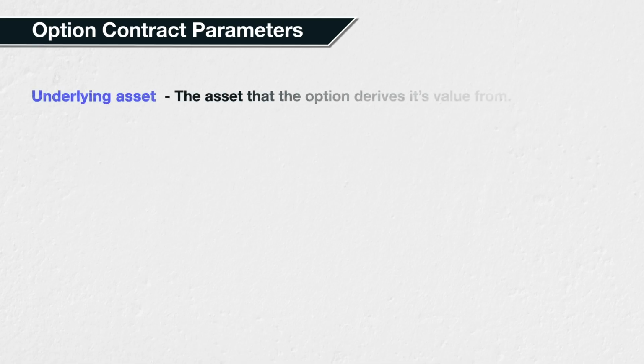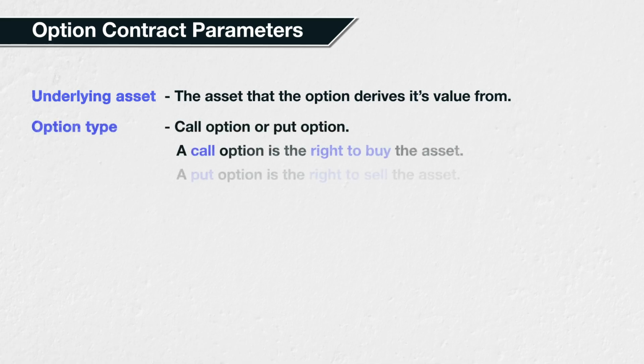The underlying asset, the asset that the option contract derives its value from. In the example in the previous lecture, this would be silver, but this can just as easily be Bitcoin, another currency, or stocks. The option type. The 2 types of options are call options and put options. A call option gives the buyer of the option the right to buy the asset at a given price, and a put option gives the buyer of the option the right to sell the asset at a given price.